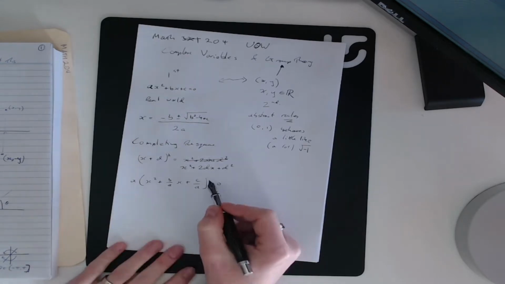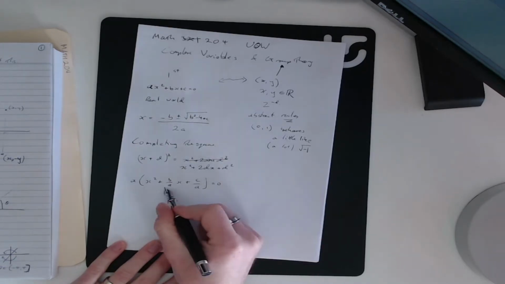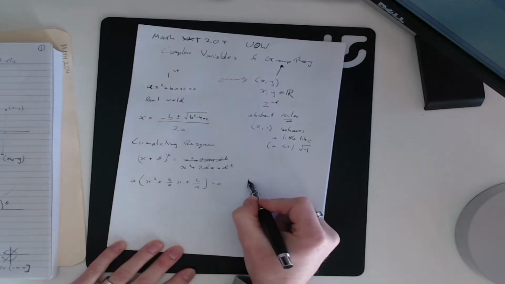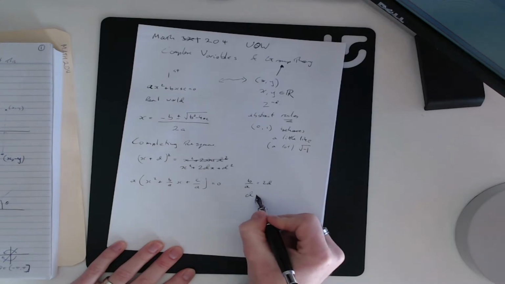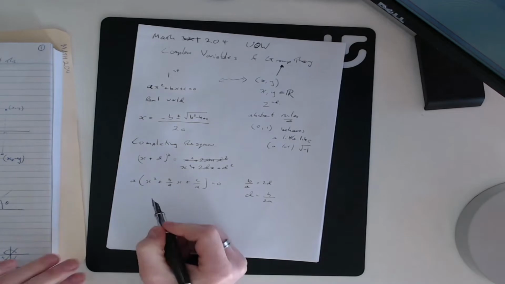But we're going to add in. So let's say we have this bit here. If we consider this, we want to try and convert it into that kind of form. So this term here needs to be 2d. So we have b over a has to equal 2d, or d equals b over 2a. So now we can ask what the result of this is.